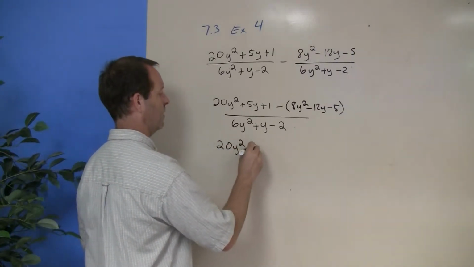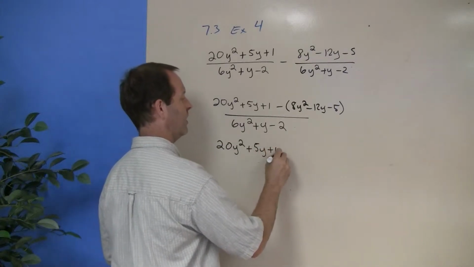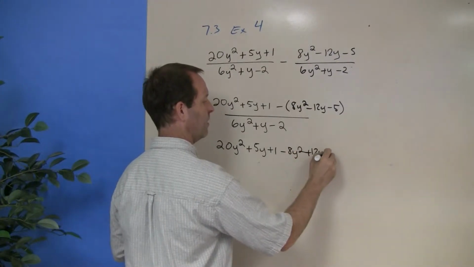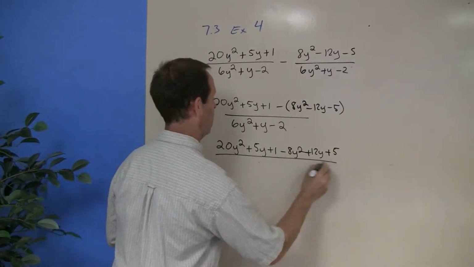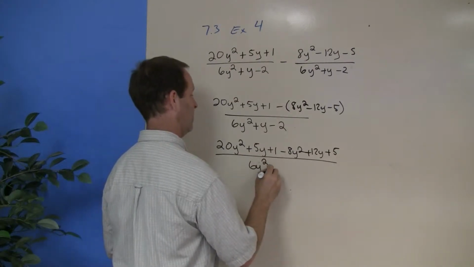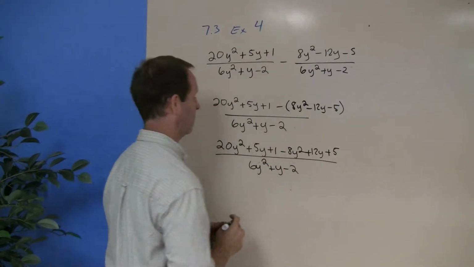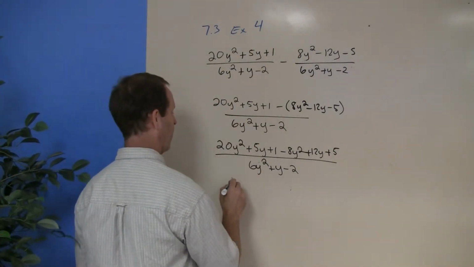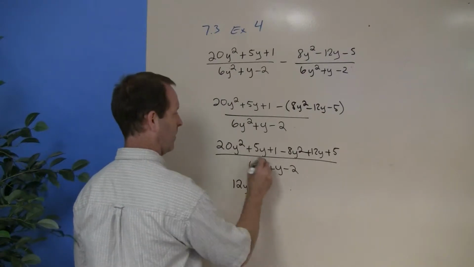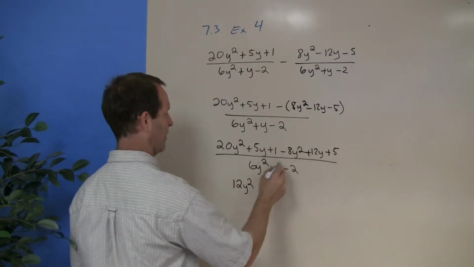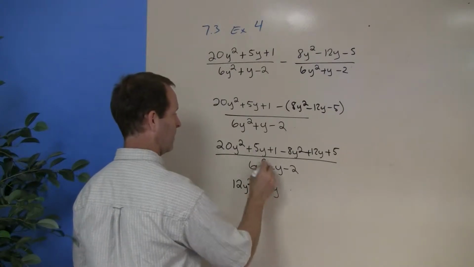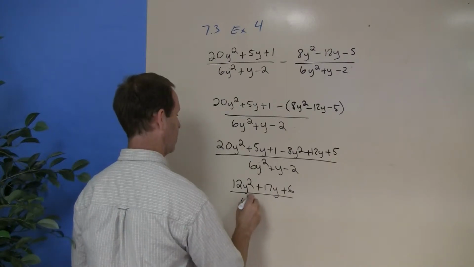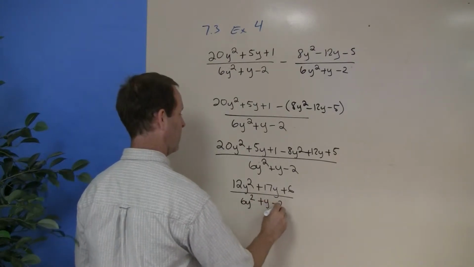20y squared plus 5y plus 1 minus (8y squared plus 12y plus 5), all over 6y squared plus y minus 2. All right, I'm going to combine some like terms on the top. I got a 12y squared. You guys pay attention, see if I miss anything. 17y plus a 6. And on the bottom I have a 6y squared plus y minus 2.